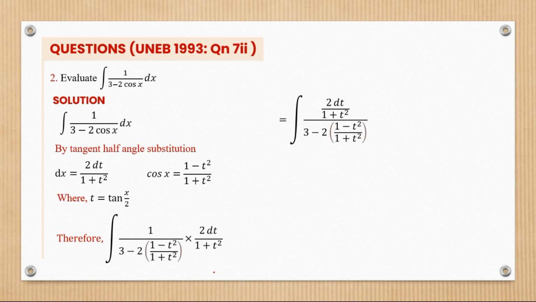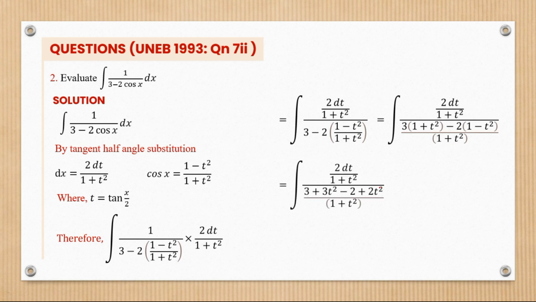So you can say that this actually goes to the numerator, and this is what we'll have. So when you find the LCM, we'll have 3 times 1 plus t squared minus 2 into 1 minus t squared over that. And then when I open those brackets, I can say that we'll have 3 plus 3t squared minus 2. Then this sign will change, minus 2 plus 2t squared. So next, this is what I'll have. So 3 minus 2 is 1, and then 3t squared plus 2t squared is 5t squared.